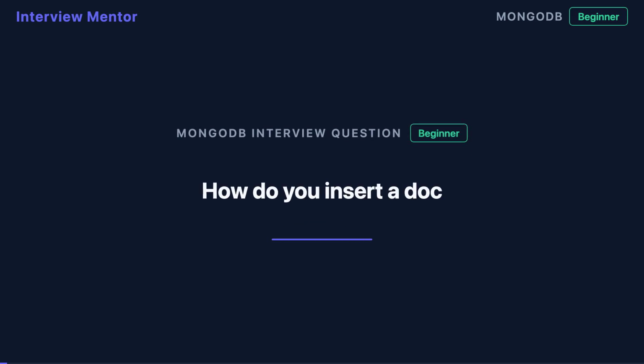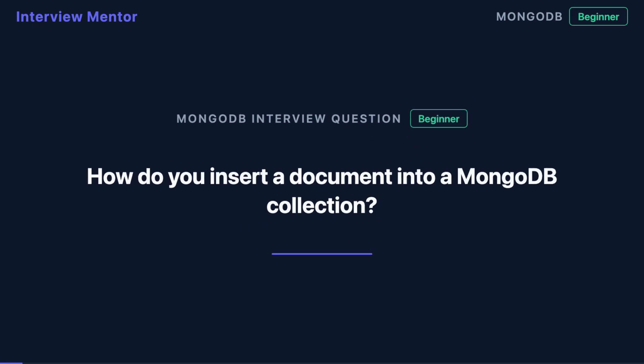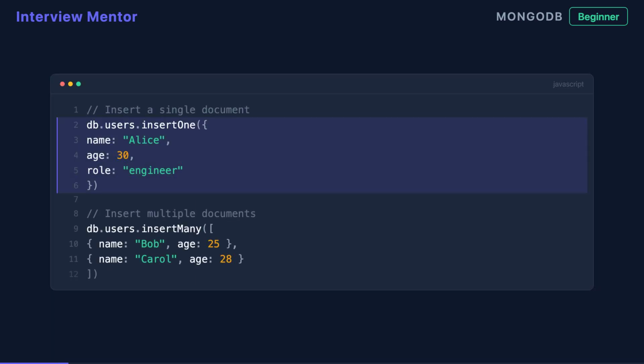Here's what surprises most SQL developers. In MongoDB, you don't need to define a schema before inserting data. You can add a document in a single line. To insert a document into a MongoDB collection, you call insertOne on the collection object.